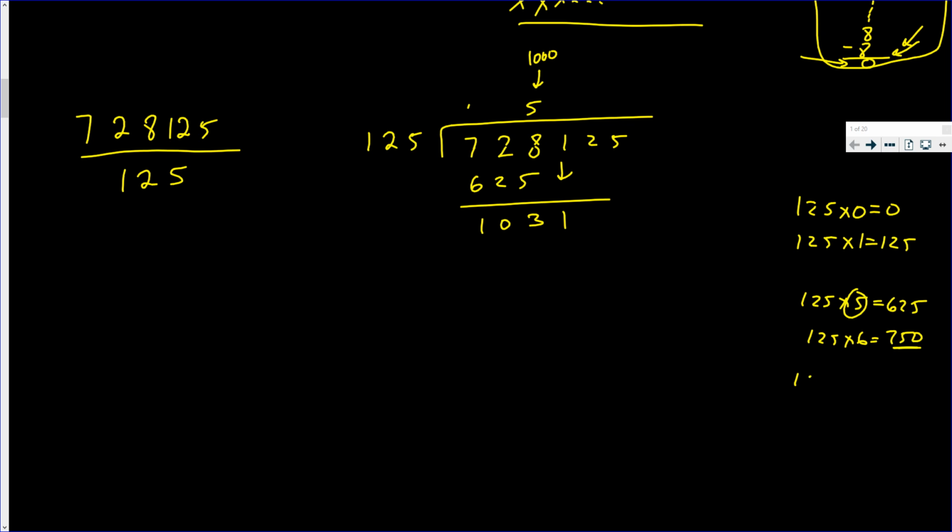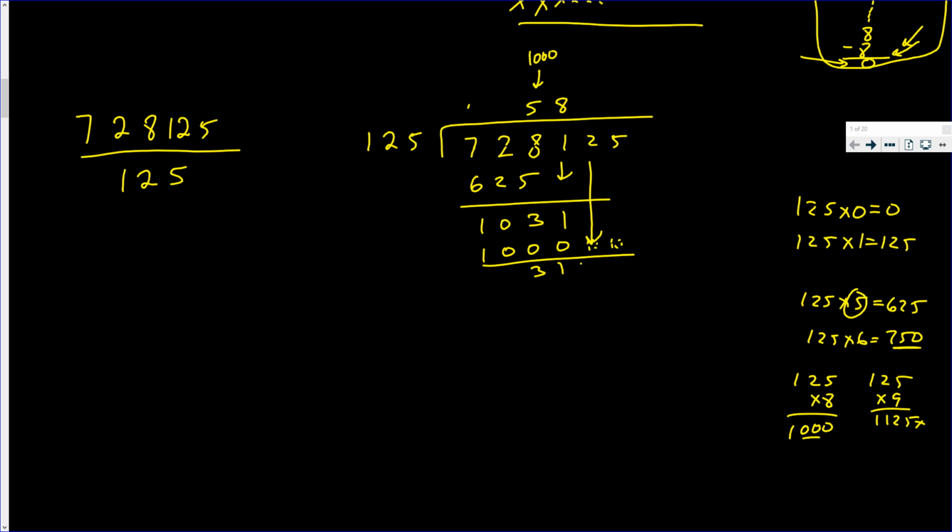Now, 125 times 8 is 1,000. 125 times 9 is going to be 125 more. It's going to be 1,125. But that's too much. So I'm going to take away 800 125s, which is 1,000 with 2 more zeros. It's really 100,000. So I get 31.